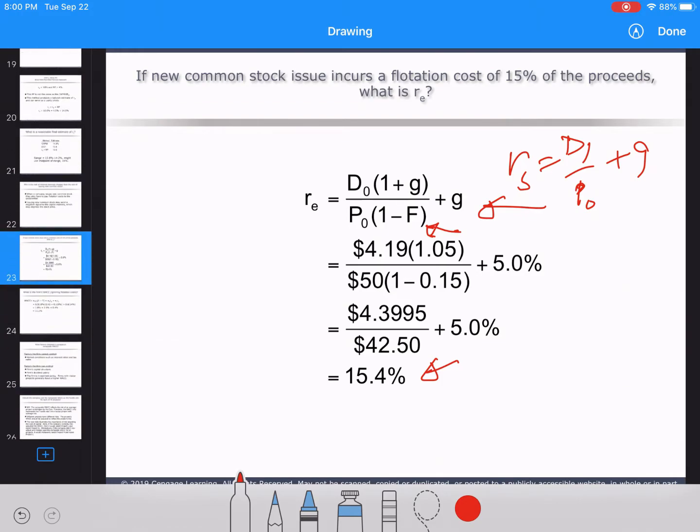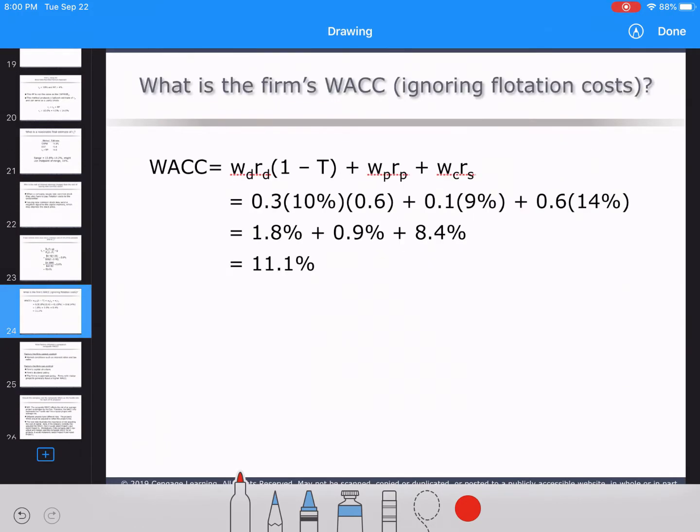So what did you get? Let us collect so far. We got R sub D as 10% through YTM methods. We got R sub P as 9% using the simple perpetuity equations, and we got common equity as 14% using CAPM, DCF, and then bond premium approach, and then you take the midpoint. You put all of those together, you get a weighted average cost of capital of 11.1.